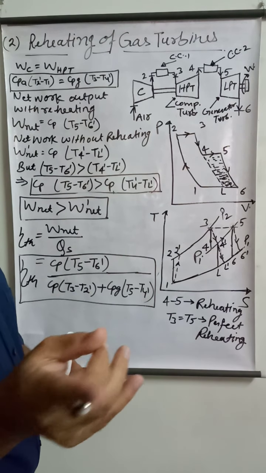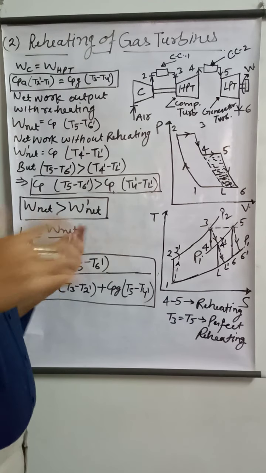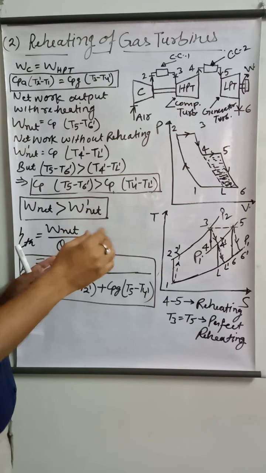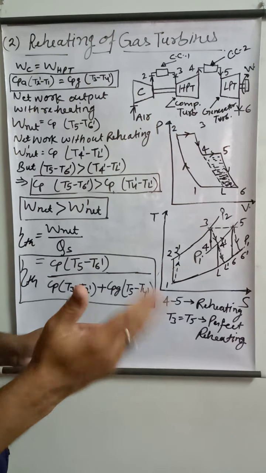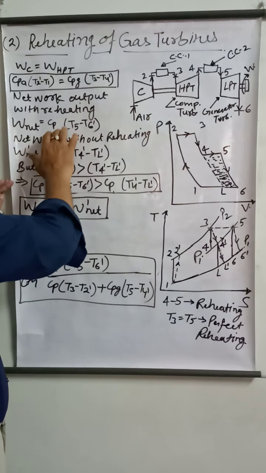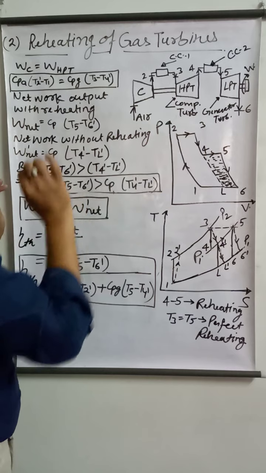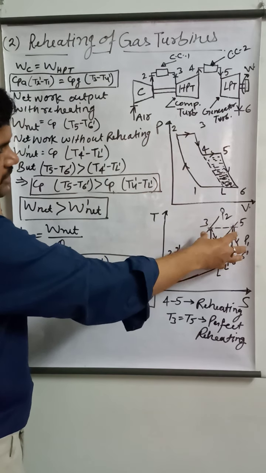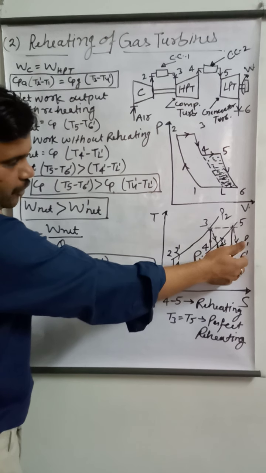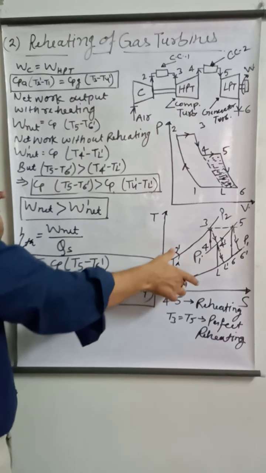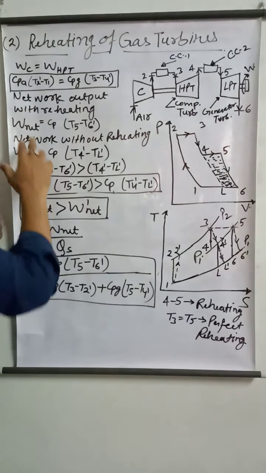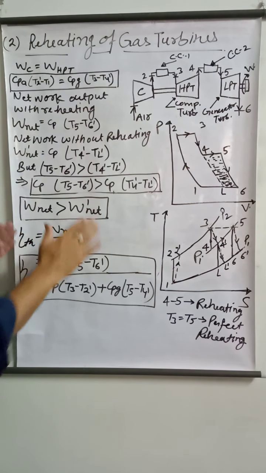Cp may be Cp of gas, it may be Cp of air. Actually this should be of gas, but sometimes in numericals a single Cp is given, so that can be used. If both are given, then we will use Cp gas for expansion and reheating, and again for expansion, and for the compressor Cp of air, right? So Cp (T5 minus T6) again, without reheating.